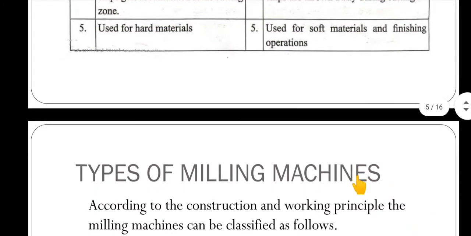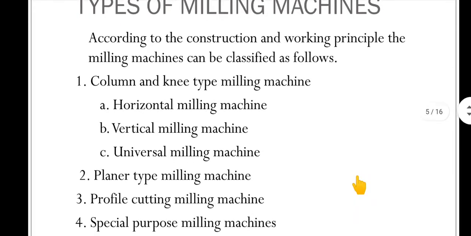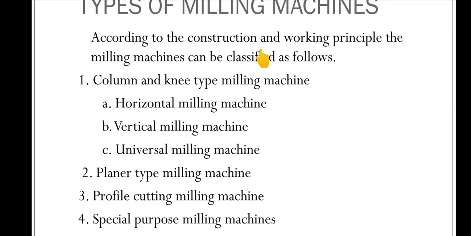Next, moving to the next topic, that is types of milling machines. So what are the various types of milling machines? According to construction and working principle, milling machines can be classified as follows. First is the column and knee type milling machine, second is the planar type milling machine, third is the profile cutting milling machine, and last is the special purpose milling machine. So there are four main types of milling machines.